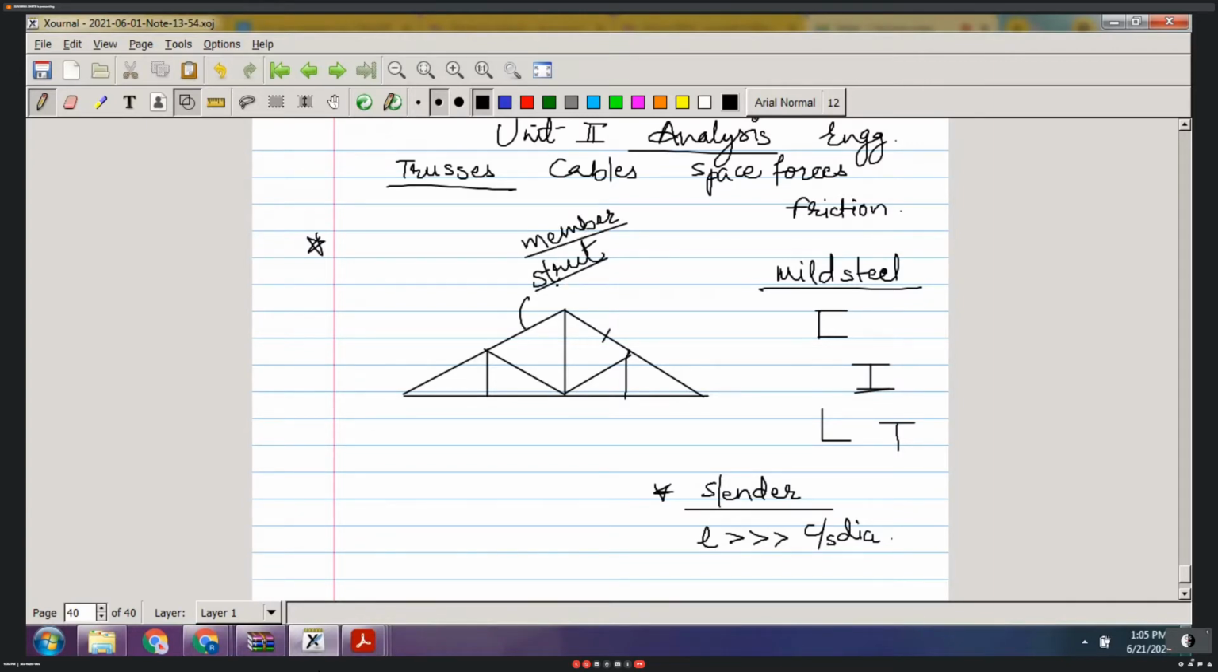Okay, every strut is a slender member. Slender means whose length is very much high as compared to its cross-sectional dimension. Is it clear?